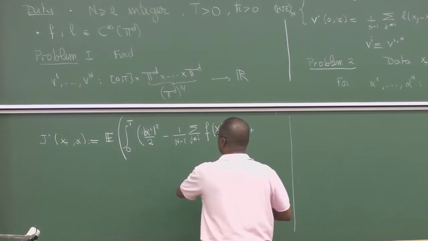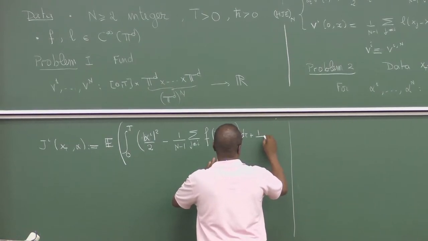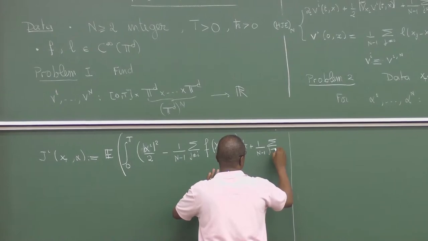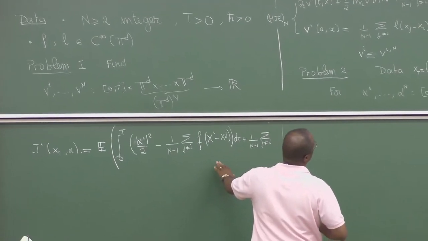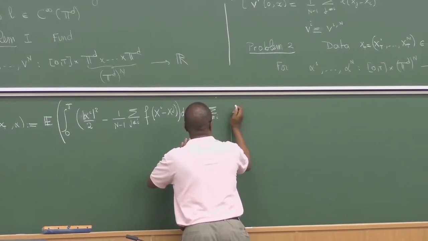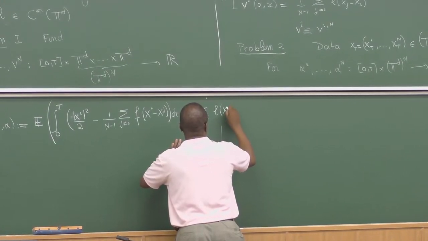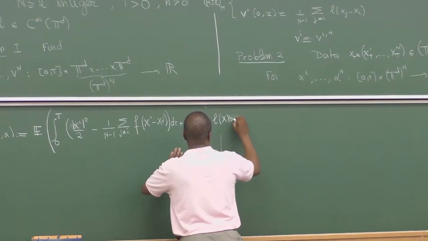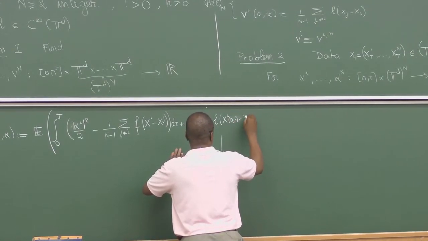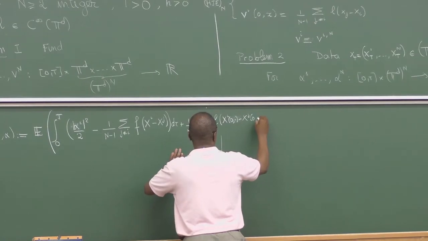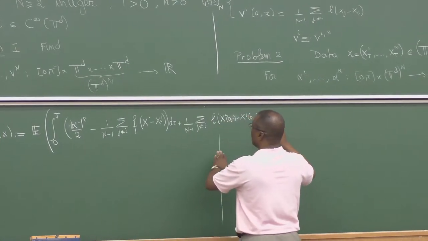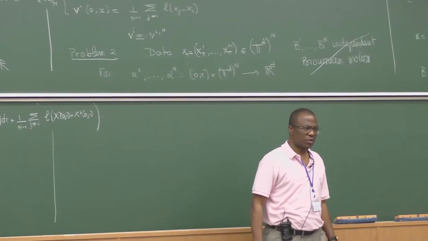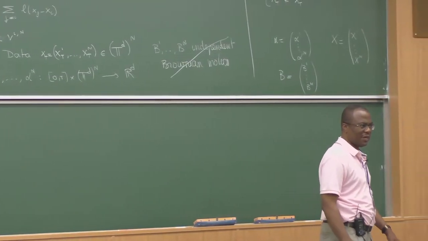plus 1 over n minus 1, the sum j not equal to i of L, S_i minus S_i at time 0 minus S_j at time 0. So this is how I define my J.